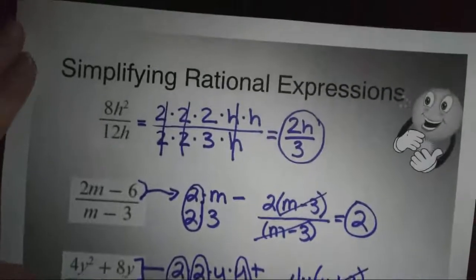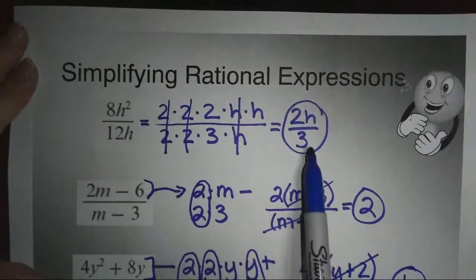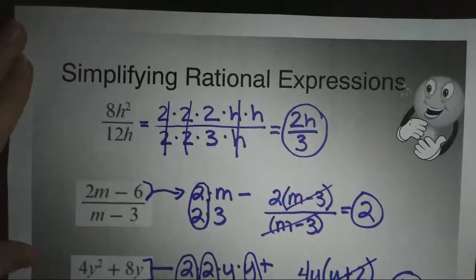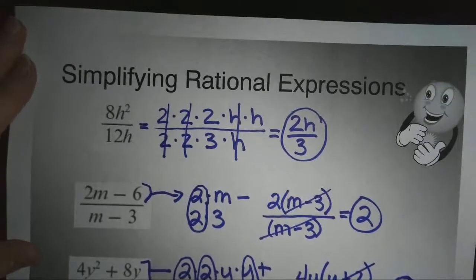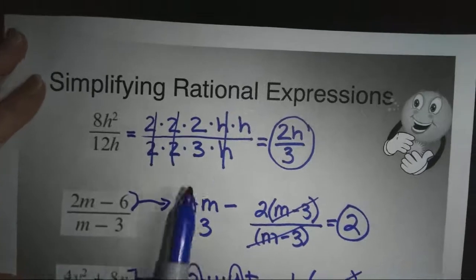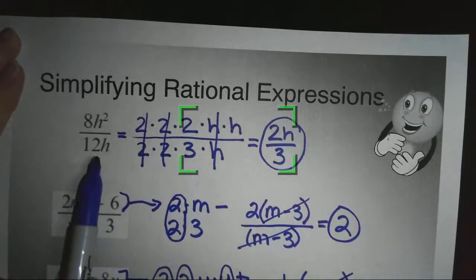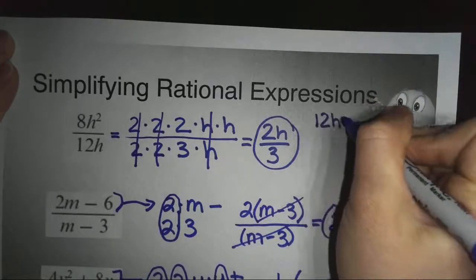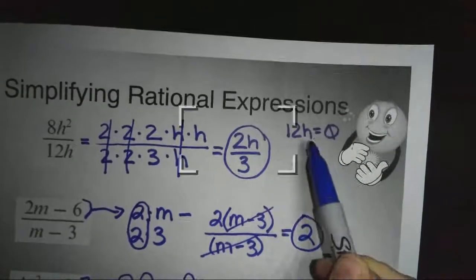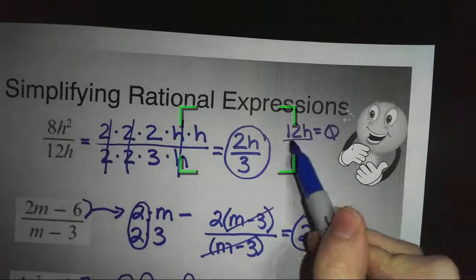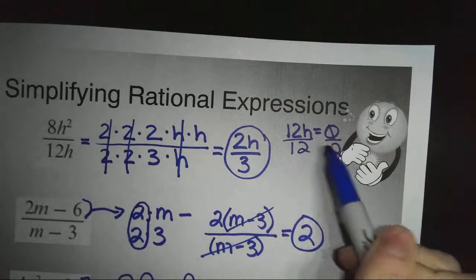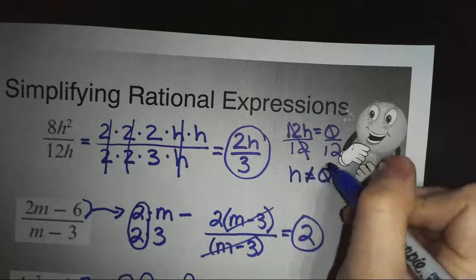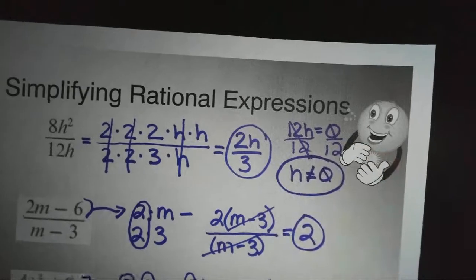Now I did make a mistake up here when I told you that this didn't have any excluded values because there's no variable in the denominator. When we find the excluded values, we look at the original problem, not the solution. So in this case, to find the excluded values, I would have to take 12h equal to 0, and then solve for h. If I divide both sides by 12, those cancel, and h equals 0 would be my excluded value. So that's part of my answer.